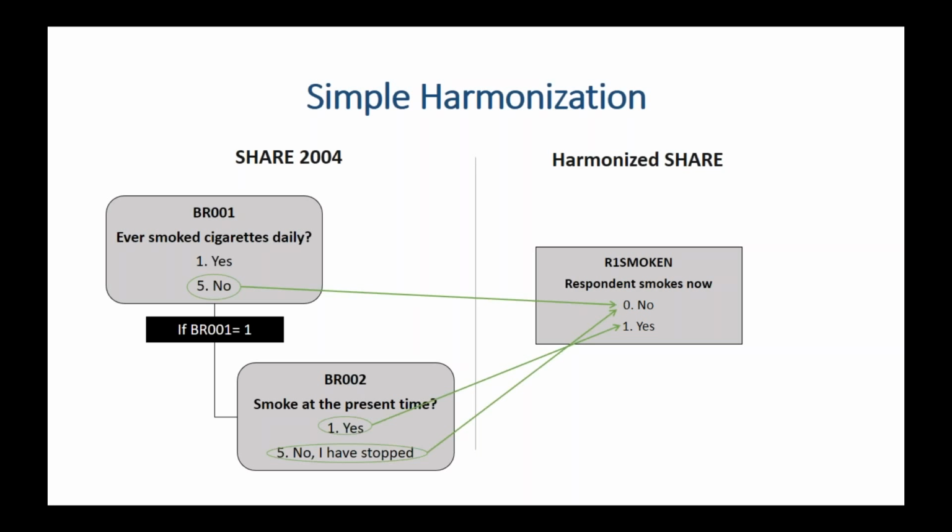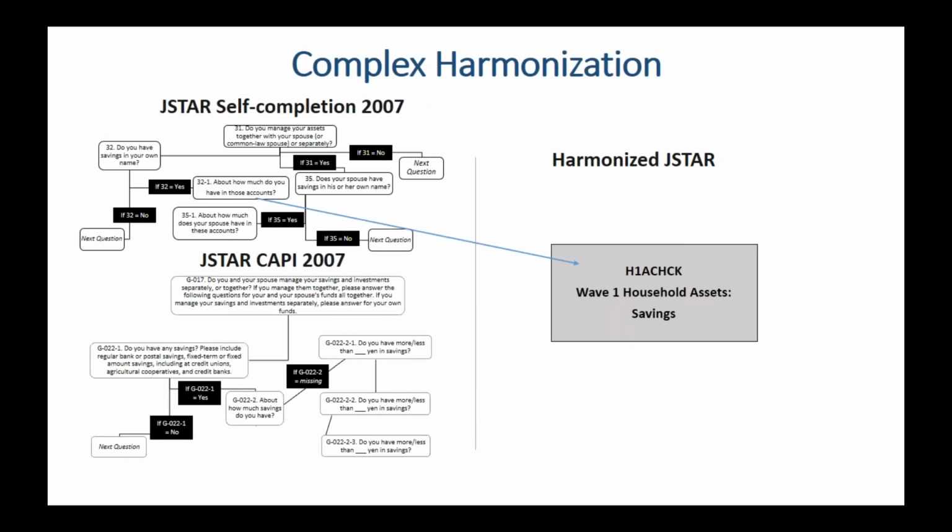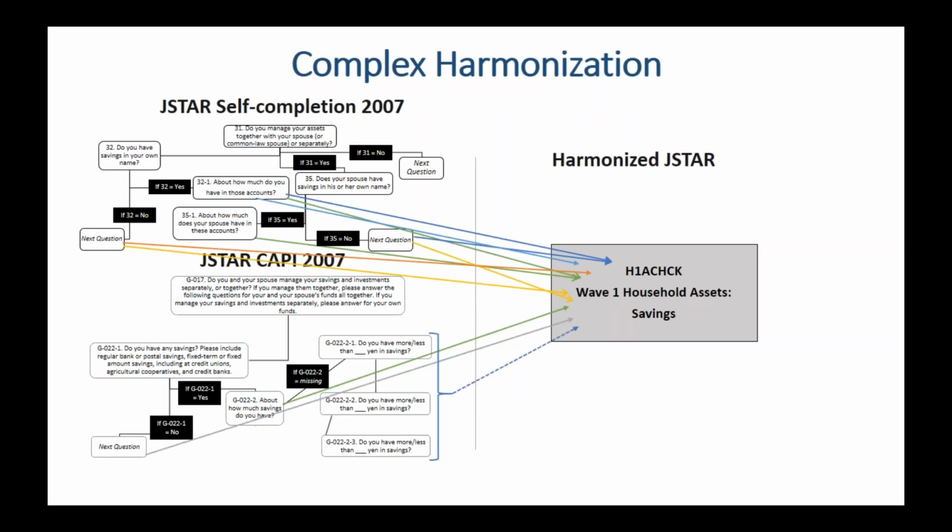So 0 is always a no, a 1 is always a yes. It makes it really easy to do these comparisons without having to worry about accounting for some of these other differences. Since I showed you a very simple example, I'm going to show you also a much more complicated example.